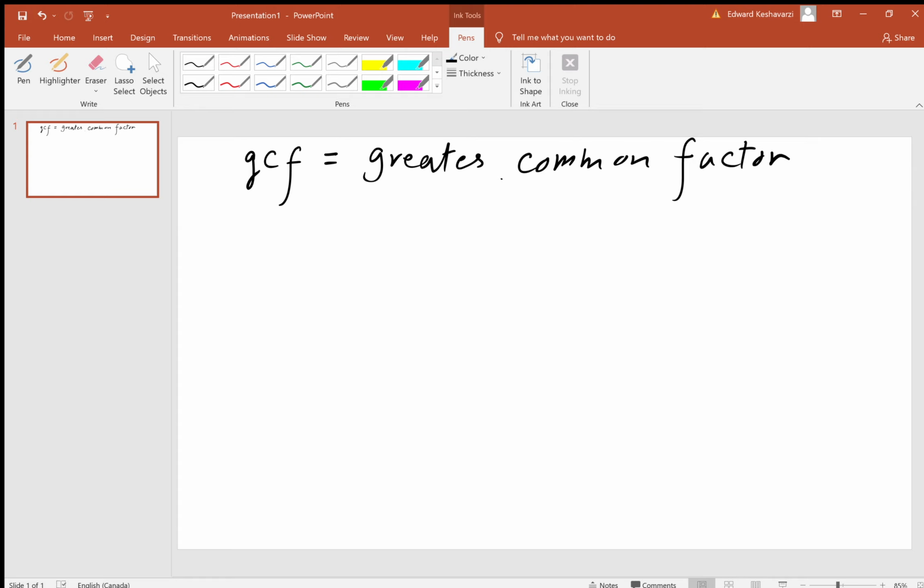Today's lesson is about GCF and LCM. GCF, as you see here on the screen, stands for greatest common factor. Let's find the GCF of 12 and 18.